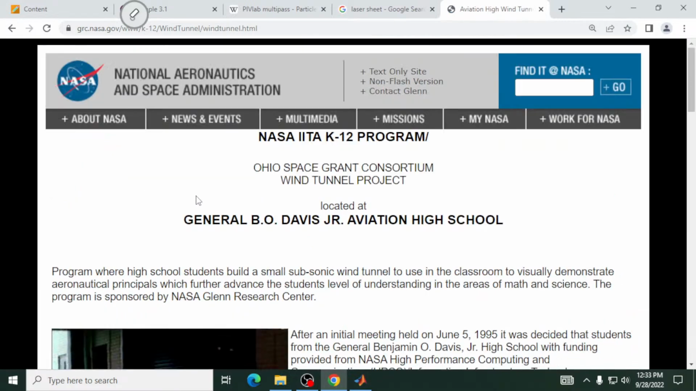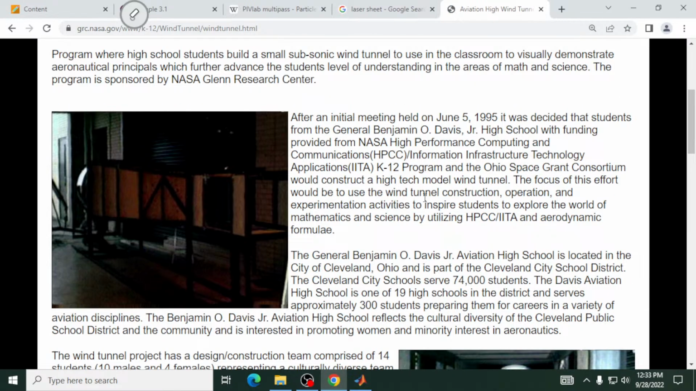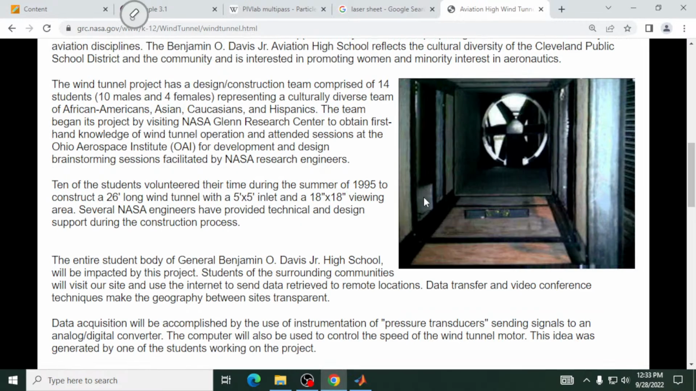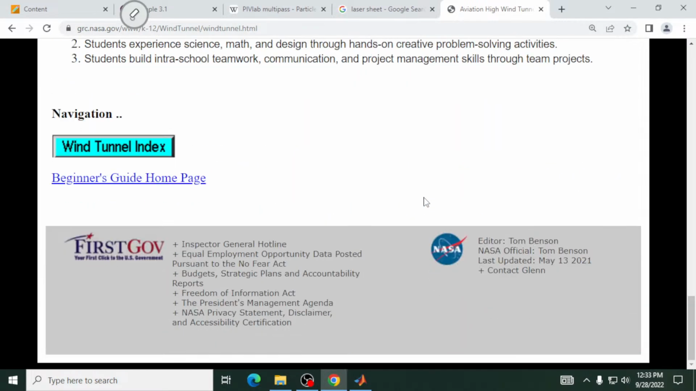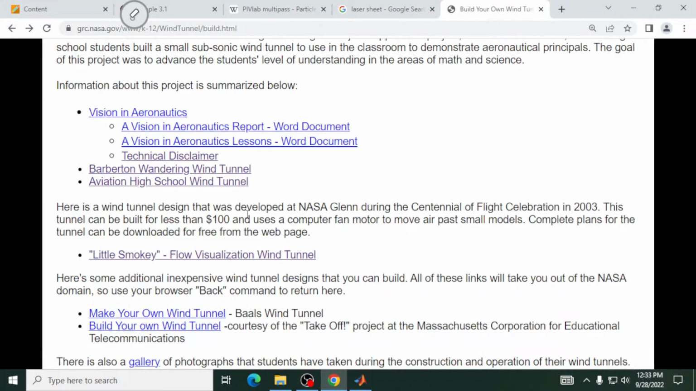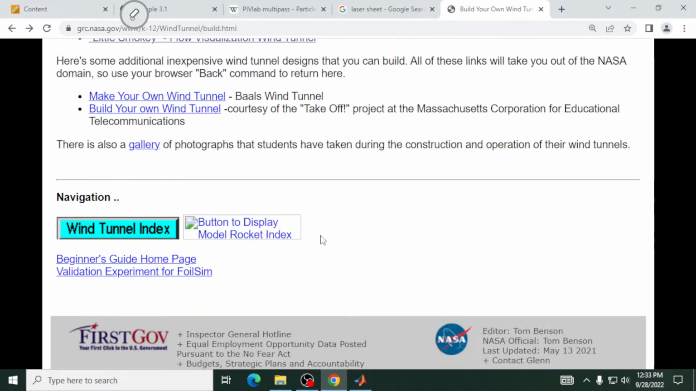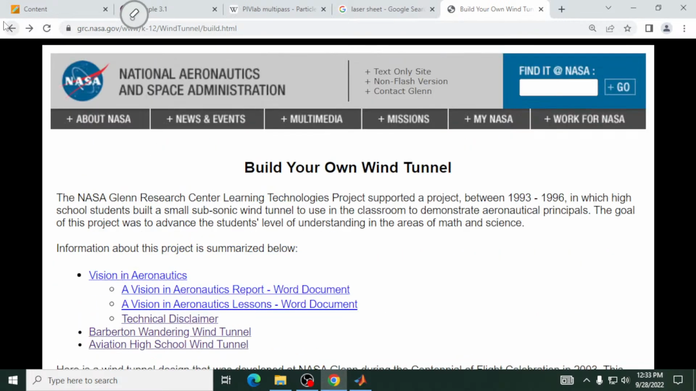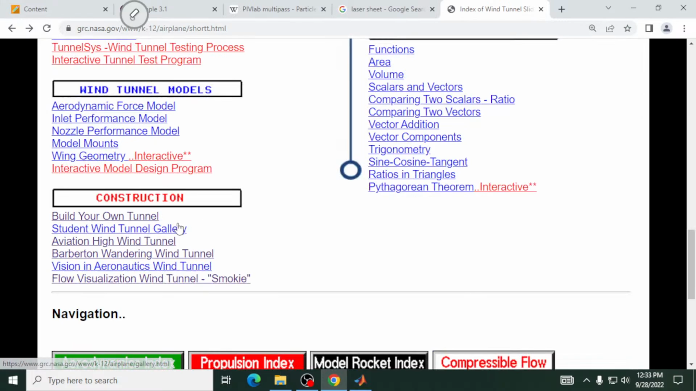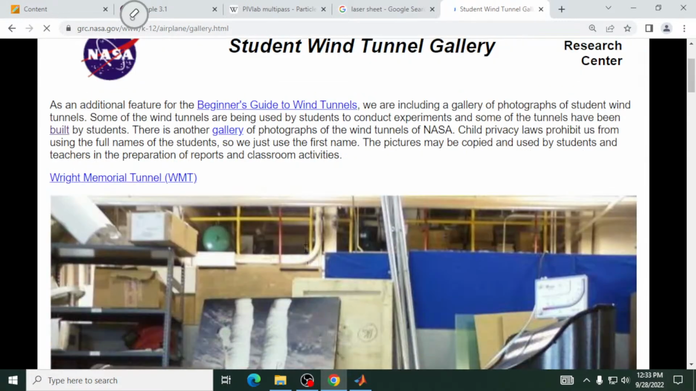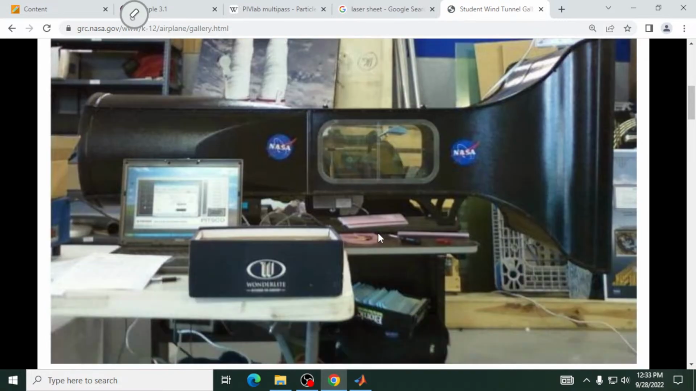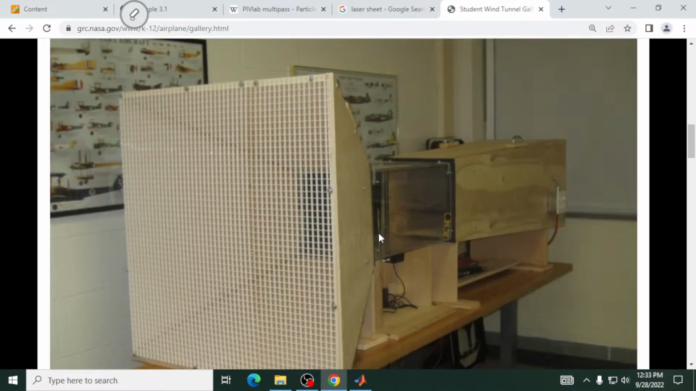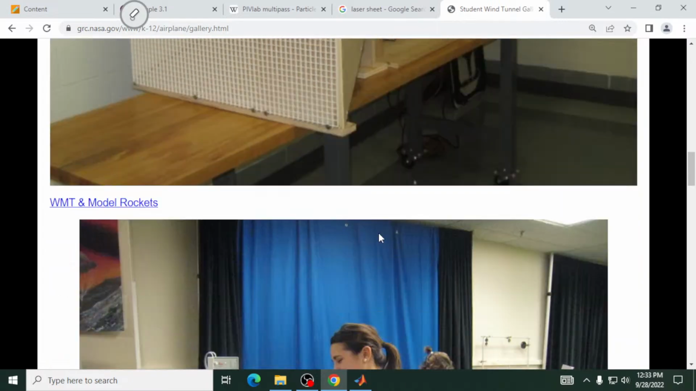Aviation High School wind tunnel. They built their own. It's actually not that hard. It's hard to make them like super. Student wind tunnel gallery. Well, there you go. That one looks pretty good. Looks fine to me.